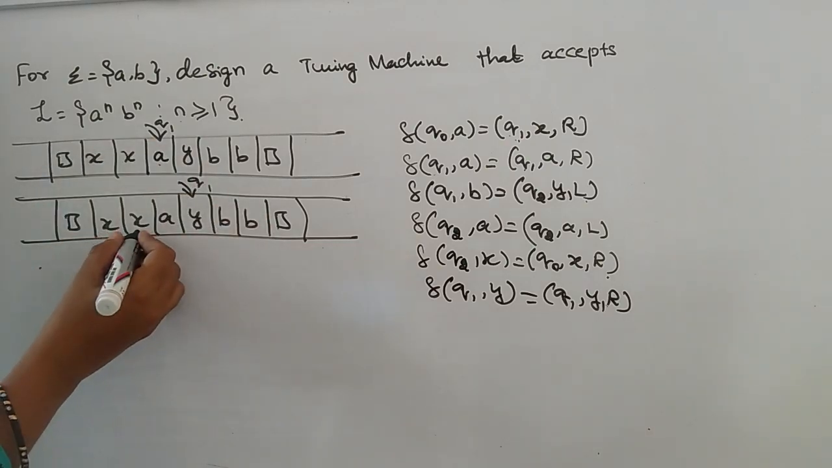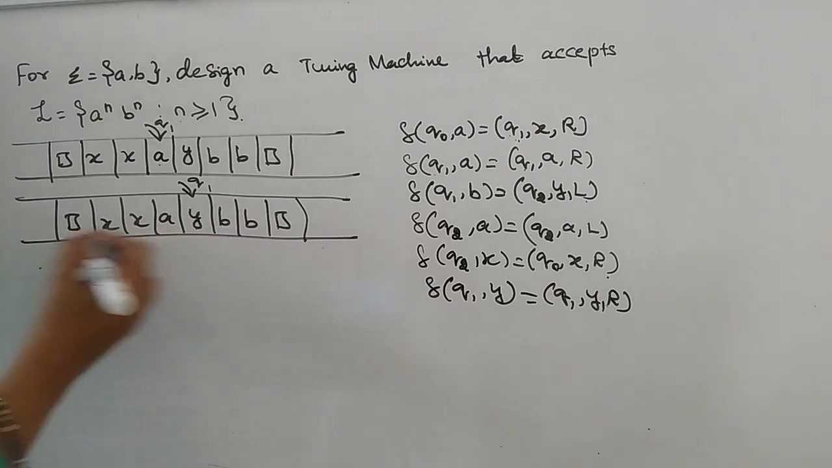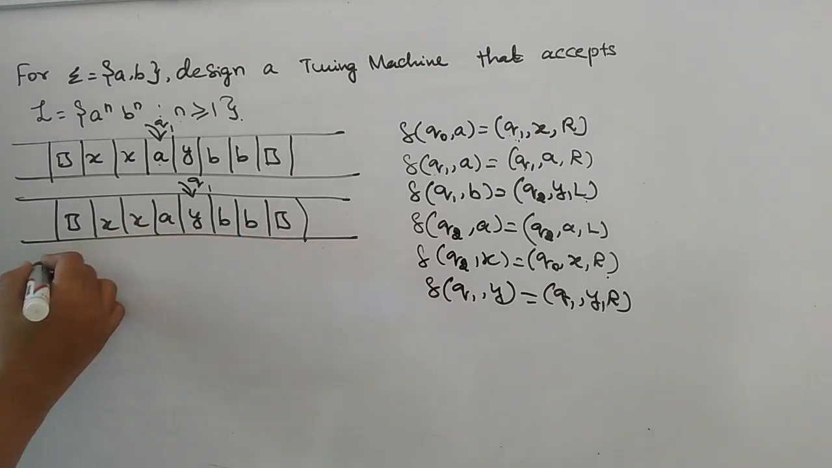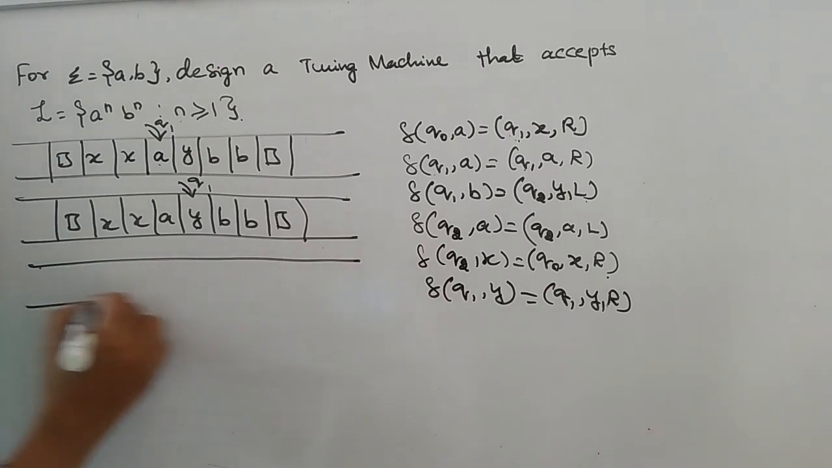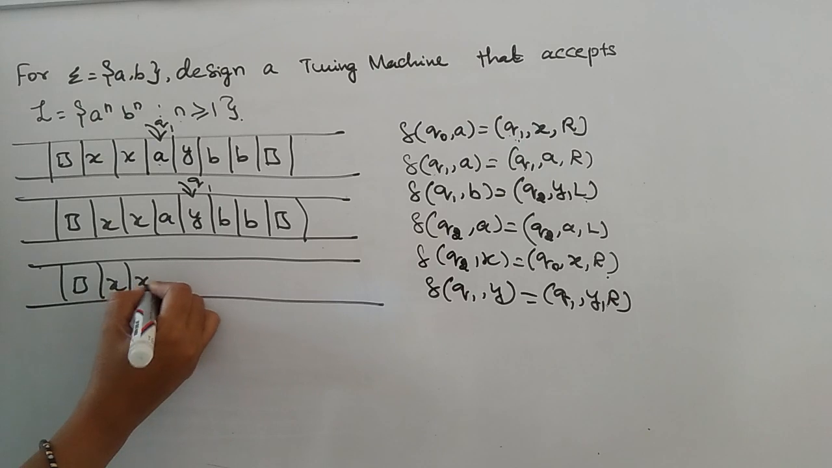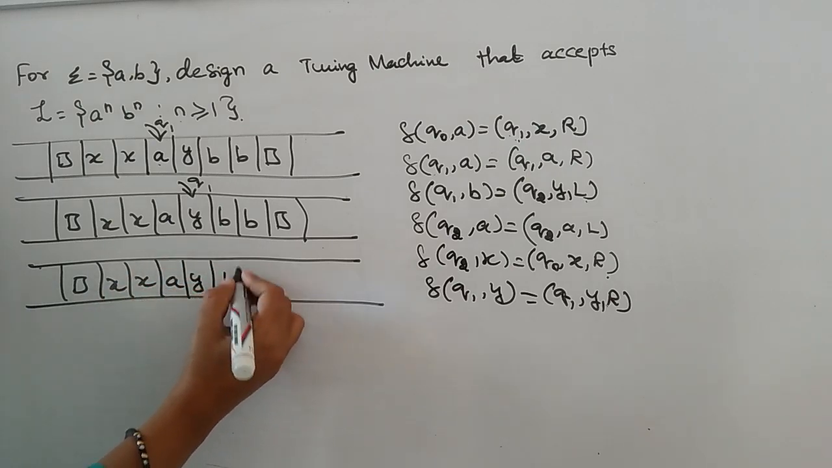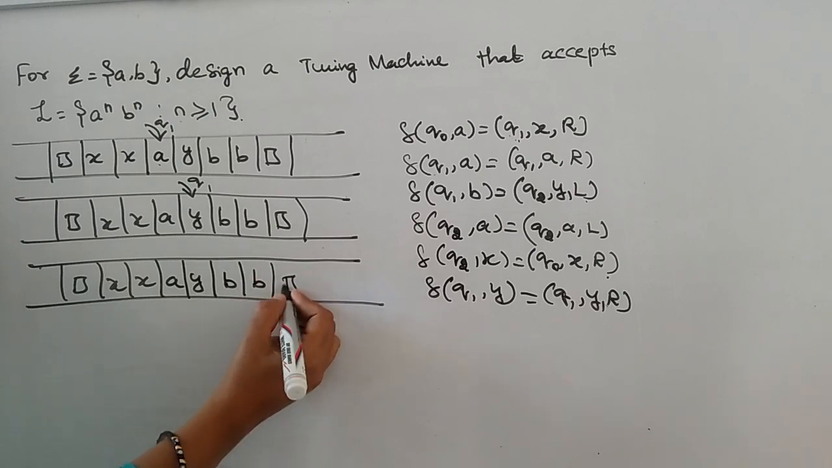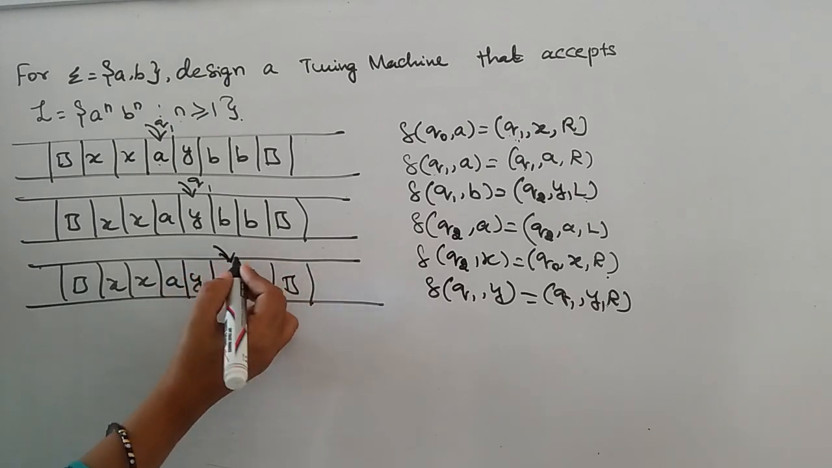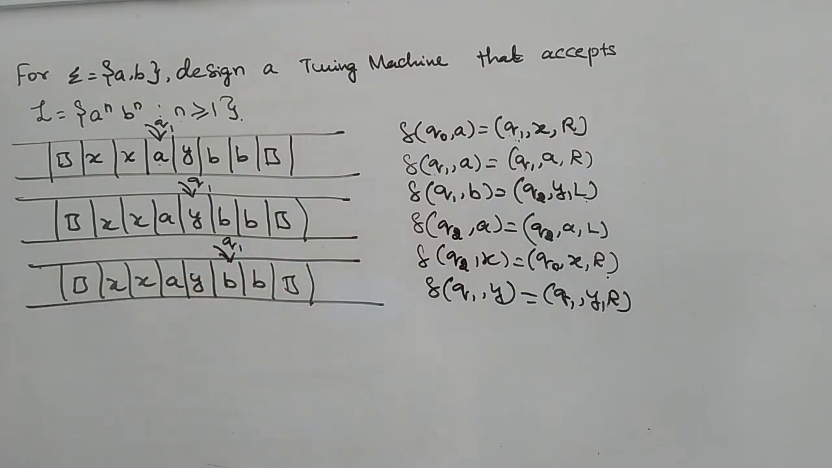Since we have to balance one a with another b, we are just moving our read write head towards right. That's why here we can write blank, x, x, a, y, and now the read write head is pointing to the symbol b, and the machine is in the state q1.